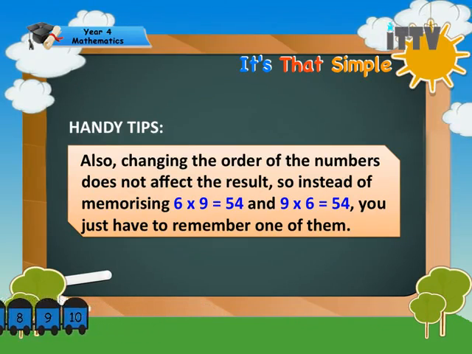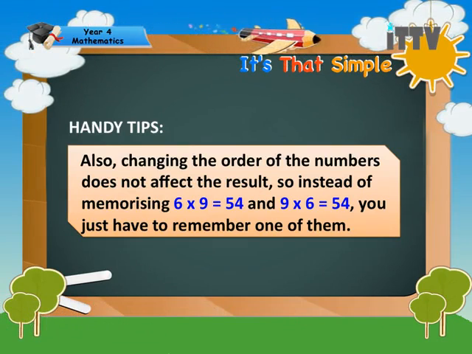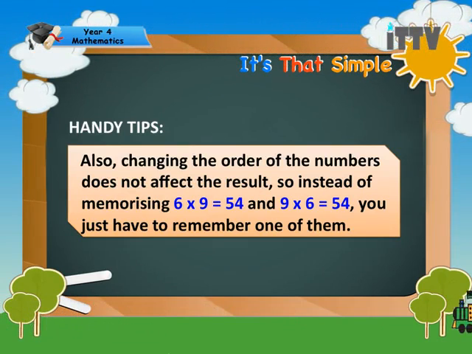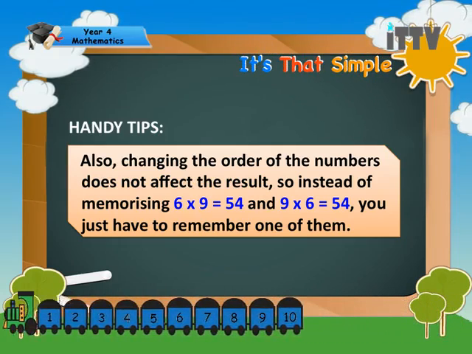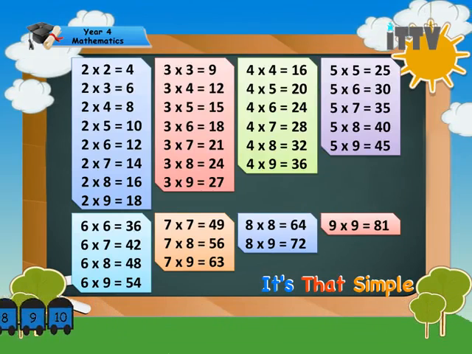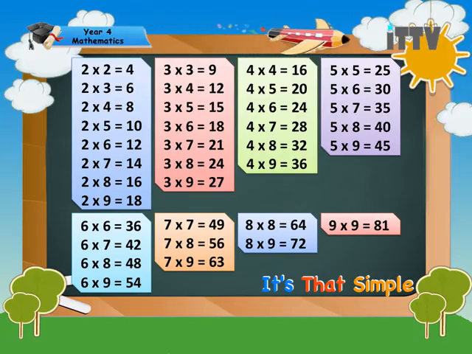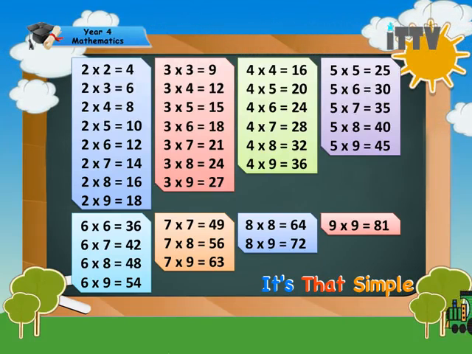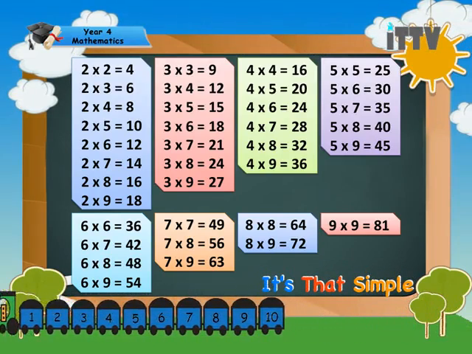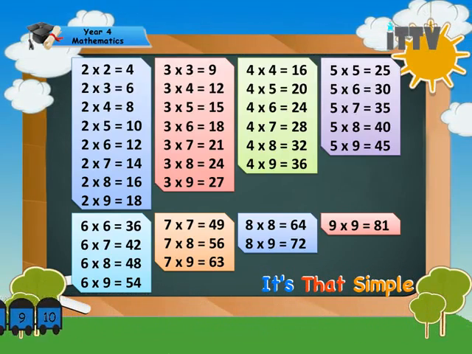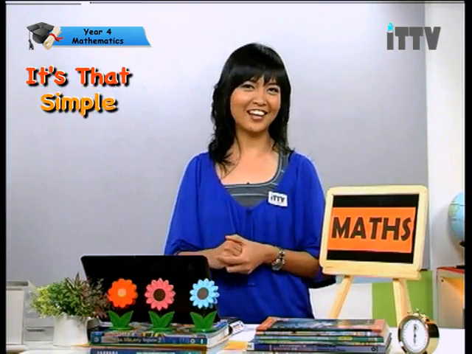Now this is what I told you just now. Yeah? Changing the order of numbers does not affect the result. So instead of memorizing 6 times 9 equals 54 and 9 times 6 equals 54, you just have to remember one of them. Here are the 36 pairs that will help you. Just remember these 36 pairs. Copy them down if you would like to. Now that should get you ready for our next lesson.